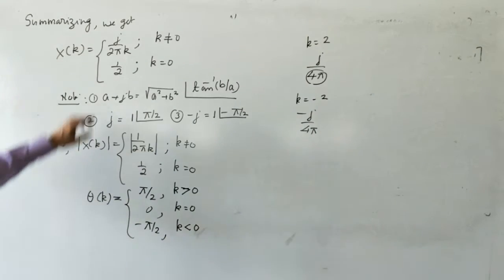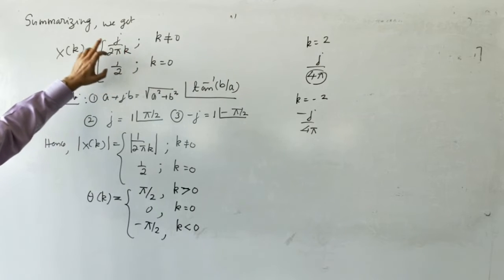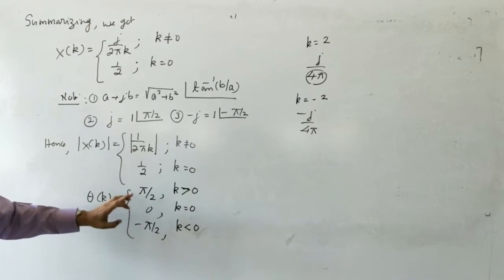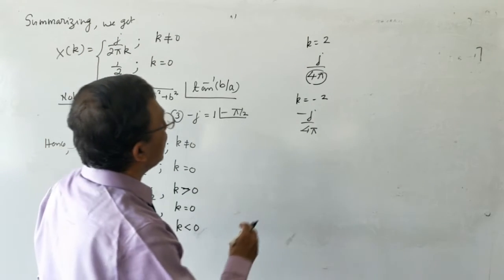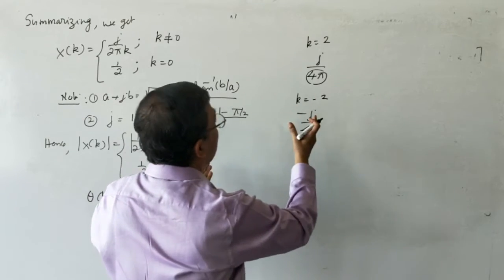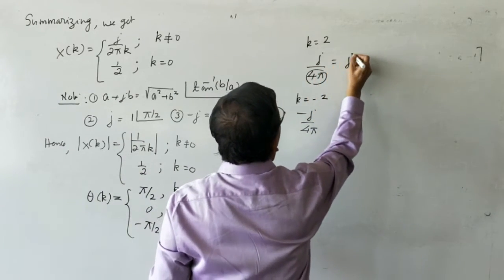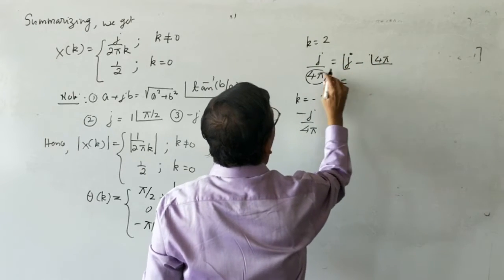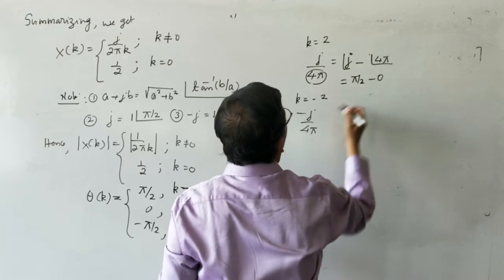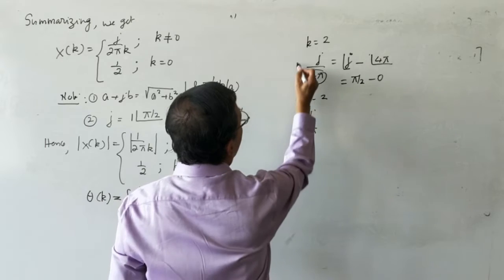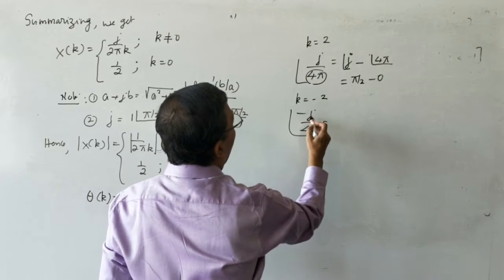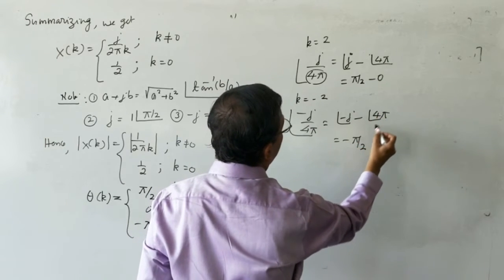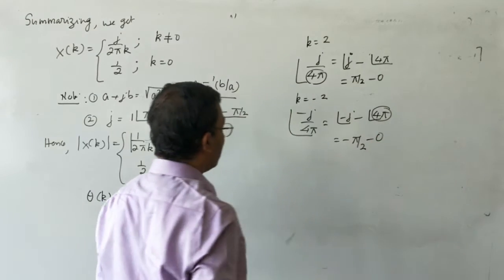What is important is when k is positive, you will have j, so angle pi by 2. When k is negative, you will have minus j, therefore angle is minus pi by 2. I can make this further clear. j by 4 pi means angle of j minus angle of 4 pi. Angle of j is pi by 2. Angle of 4 pi is 0. Here, the angle is angle of minus j minus angle of 4 pi. Angle of minus j is minus pi by 2. 4 pi is a constant, therefore its angle is 0.